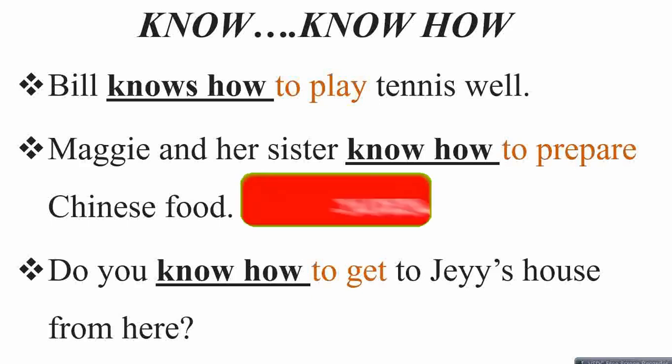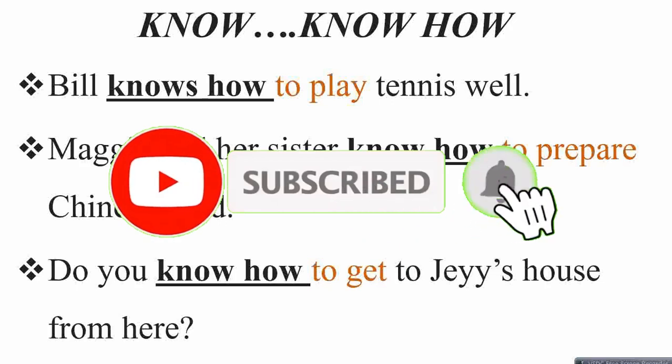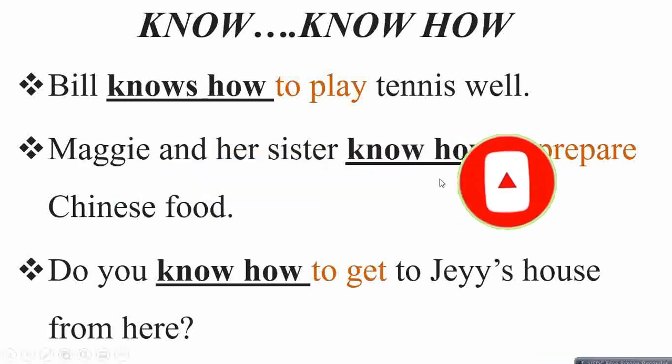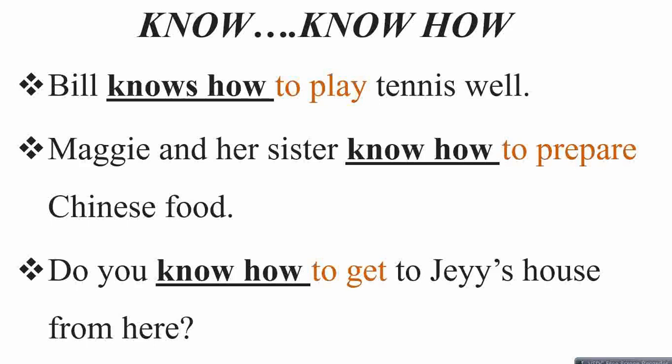So knows how के बाद आपके पास जो verb है that is always in the infinitive verb form. Second example, Maggie and her sister know how to prepare Chinese food. So again, know how followed by a verb in the infinitive form. Because you are showing that somebody has a skill, so आप जो skill बताएंगे that must be a verb, so the verb is always in the infinitive form.